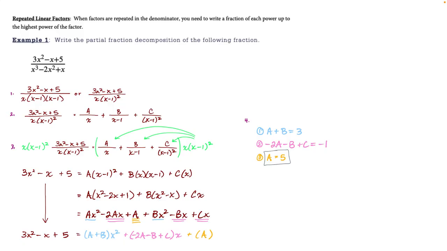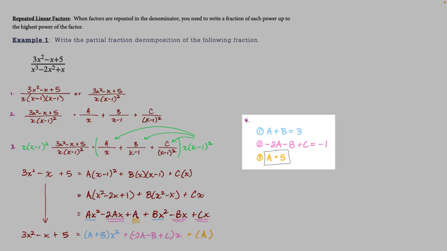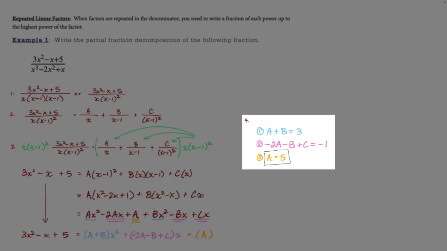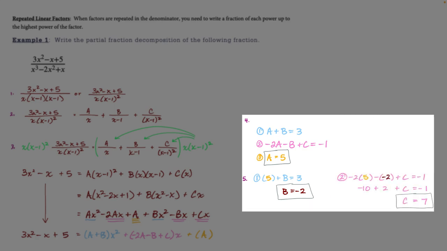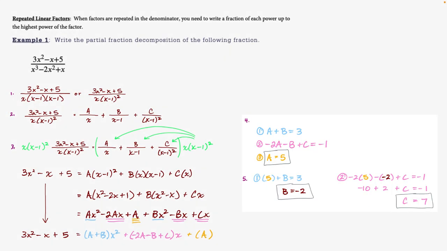And hey, here's some good news. The constant, 5, is only going to be equal to a. So our system of 3 variables really quickly turns into a system of just 2 variables and 2 equations. We can substitute into equation number 1, a plus b equals 3. We'll plug in that 5. Turns out b is going to be negative 2. And then if we plug in both the 5 and the negative 2 into our second equation, we get the value of 7 for c.